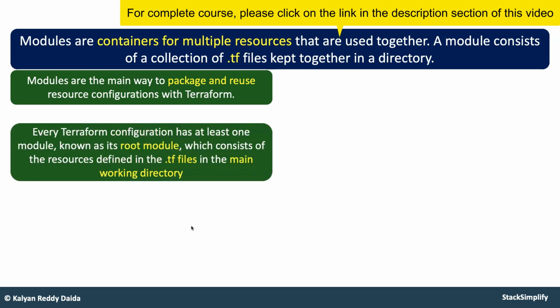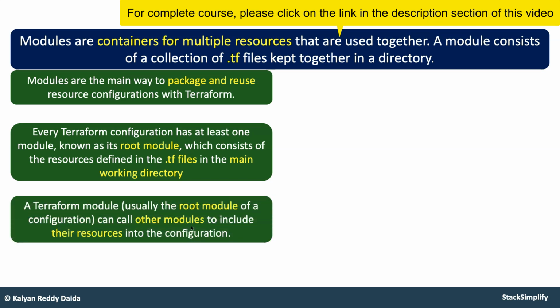Every Terraform configuration has at least one module, known as its root module. So far, from section 1 until now, whatever you are seeing in the Terraform working directory is called the root module, and from there you can call the child modules. A Terraform module, usually the root module of a configuration, can call other modules to include their resources into the configuration. Always, whatever you see in your working directory, whatever small configuration you write, is going to be the root module.